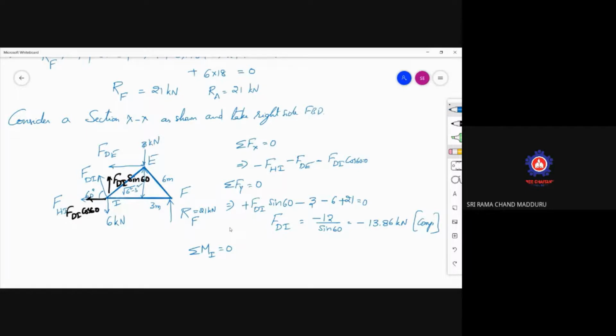6 squared minus 3 squared under root, so 36 minus 9, root 27 meters. So sigma M about I is equal to 0. That is the thing when you are taking a moment about this point: minus FDE times the distance, minus RF. The vertical distance is from here to here, 3 meters. RF value is 21. Substitute the values and tell me the value of FDE. What is the value?